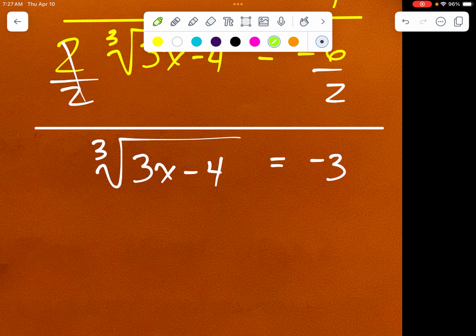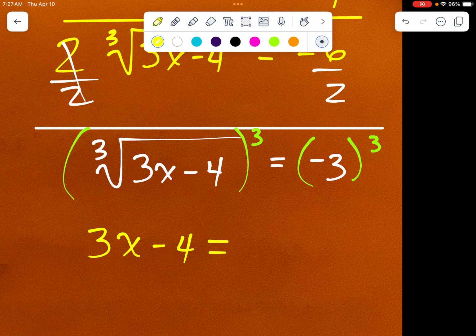We're ready to remove the house. The opposite of cube root is to the third power, or cubing. That means the house on the left goes away. We're left with 3x minus 4. And then negative 3 to the third power. Well, negative 3 times negative 3 is positive 9, times another negative 3 is negative 27.